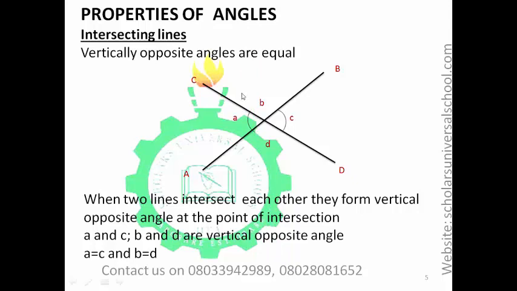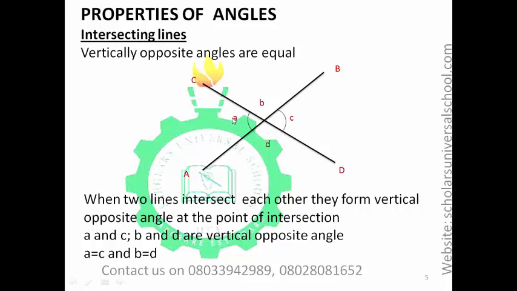Properties of angle. We will try to look at different types of properties of angle. One of it is by intersecting lines. We have two lines intersecting each other. So in that case, it has given us one property, which is what we refer to as vertically opposite angle. So any line that intersects, it gives you vertically opposite angle.